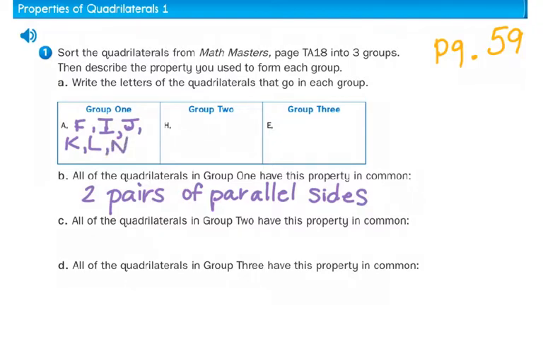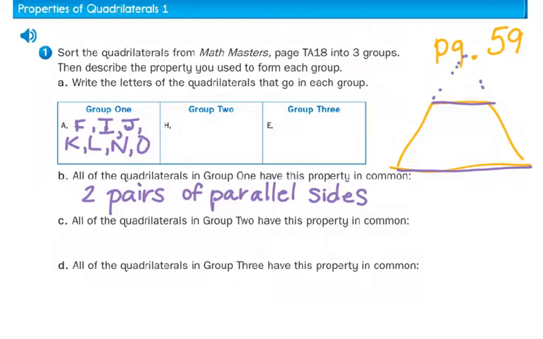N is a parallelogram. Opposite sides are parallel. Doesn't have right angles. And O. So in group 1, they all had two pairs of parallel sides. Rectangles, parallelograms, squares. The next one has H. H is a trapezoid. It has only one pair of parallel sides. The top is parallel to the bottom. If I continued the sides, they would eventually cross. Therefore, they are not parallel.